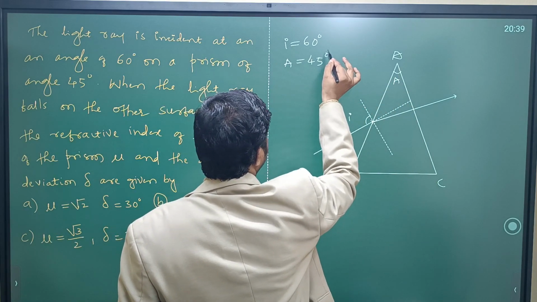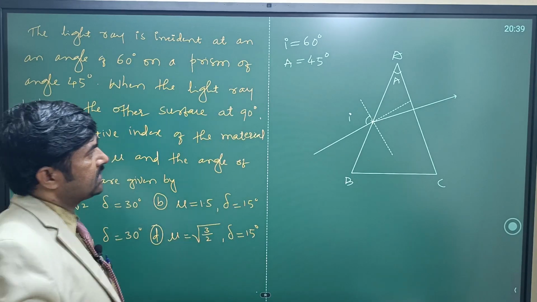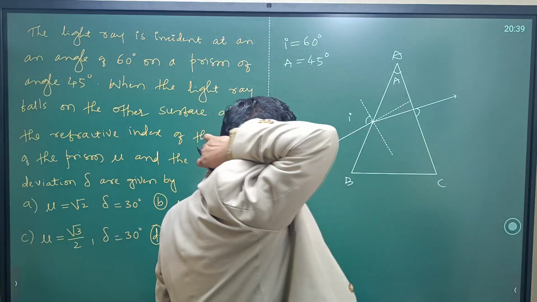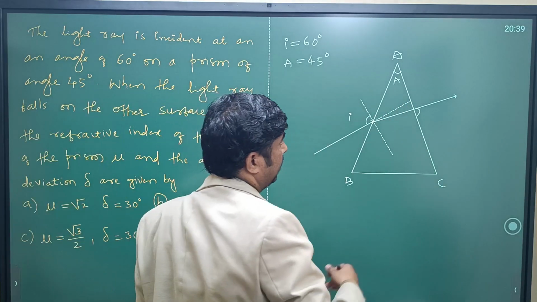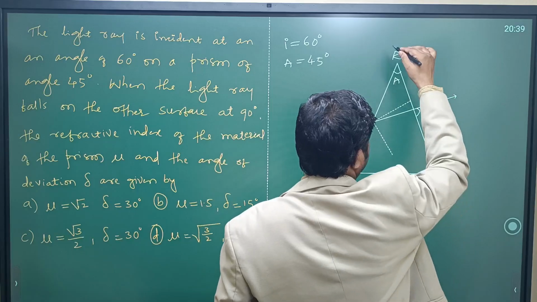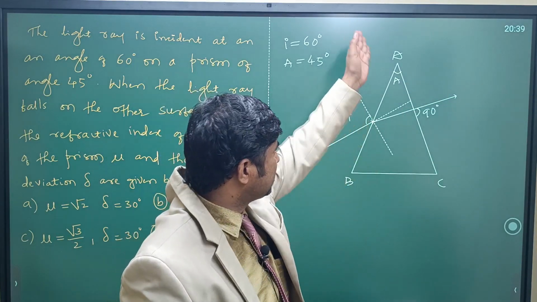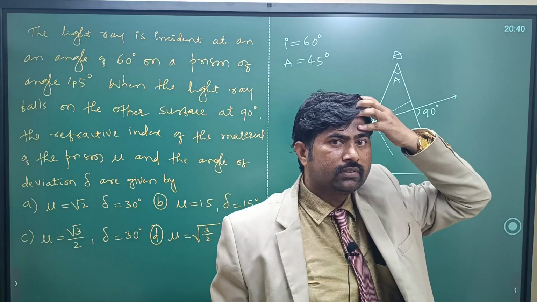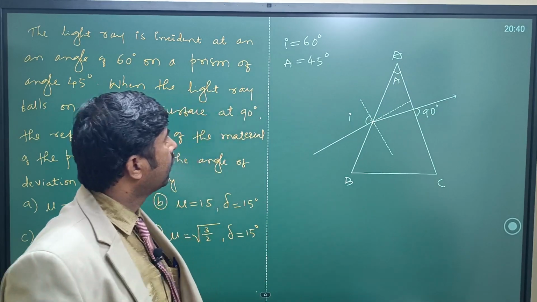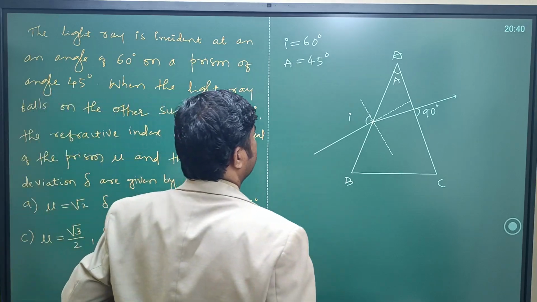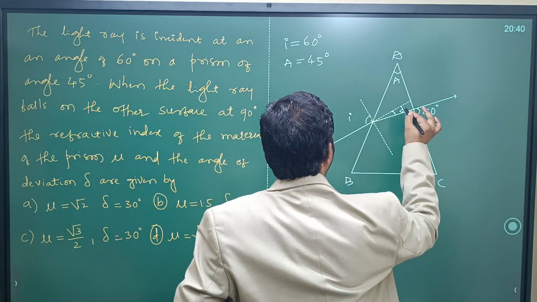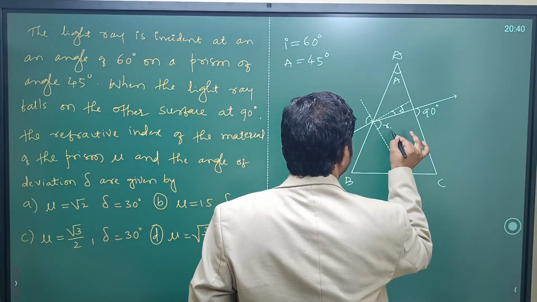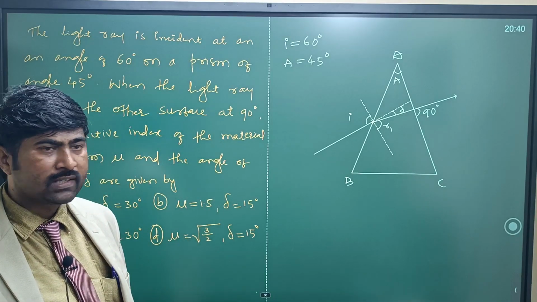Are you clear about this? Then they are saying that with respect to this refracting face, this refracted ray makes 90 degree. So this is the AC value. I mean AC is the refracting side where the ray is passing through, and it is making 90 degree. So we have to calculate the deviation. This is the deviation here, delta, and this will be the angle of incidence, R1 you can say. Are you clear about this?